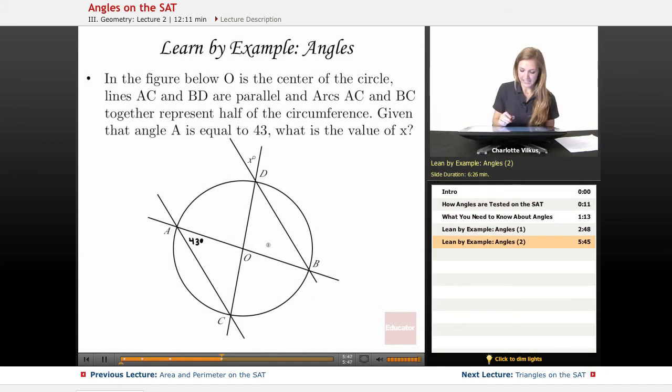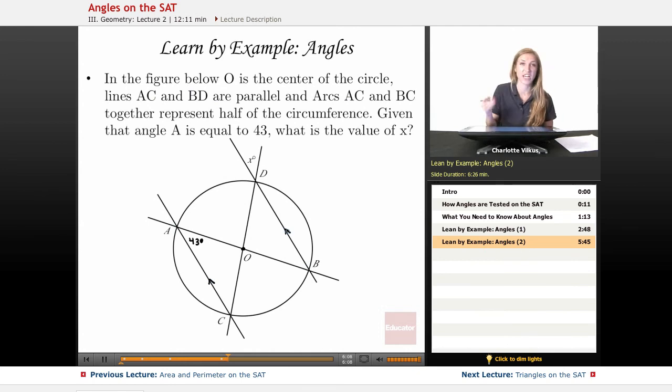We're going to look at this one, and here we have a figure with O at the center. So we've got a whole circle, O's right here at the center. We've got that lines AC and BD are parallel. So here's line AC, and it is parallel to line BD.